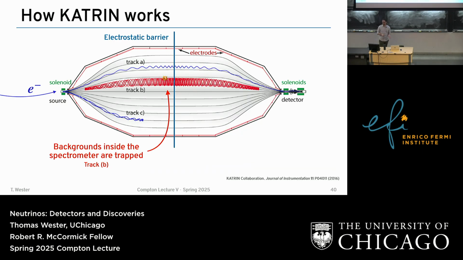The other thing that can happen is that you can have some backgrounds in this experiment. This red track is showing what would happen if a charge didn't enter through the spectrometer, but instead appeared in the middle because a cosmic ray interacted or there was some radiation. That would all get trapped in the spectrometer. So the spectrometer is also blocking radiation.